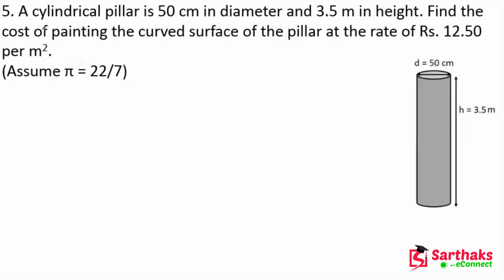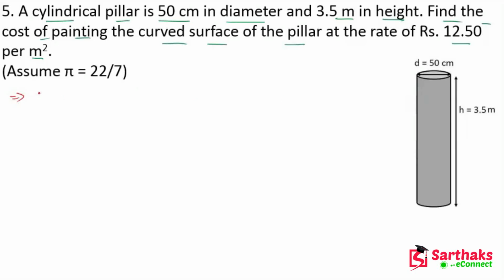So the next question here is, a cylindrical pillar is 50 centimeter in diameter and 3.5 meter in height. Now find the cost of painting the curved surface of the pillar at the rate of rupees 12.50 per meter square. We have to find the cost of painting. Now you can see the pillar is in the form of a cylinder.